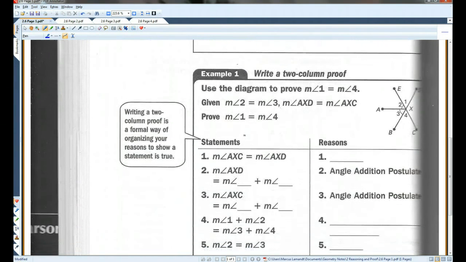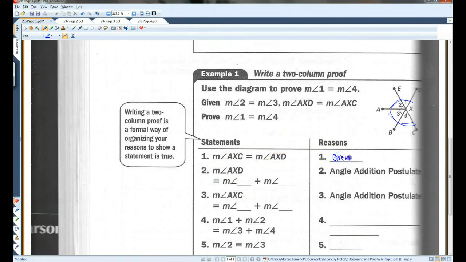Alright, example 1. Use the diagram to prove the measure of angle 1 equals the measure of angle 4. Okay, so we need to prove that this angle is congruent to this angle. We're given that the measure of angle 2 equals the measure of angle 3 and the measure of angle AXD, that's this angle, equals the measure of angle AXC, that's this angle. I'll draw two arcs for that. Okay? Alright, so the measure of angle AXC equals the measure of angle AXD.